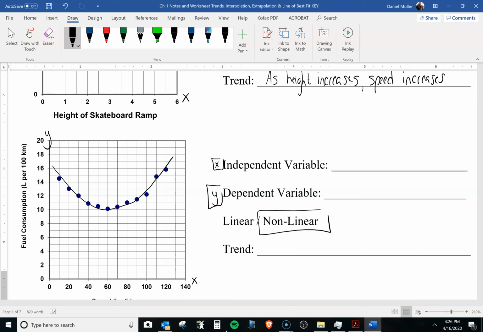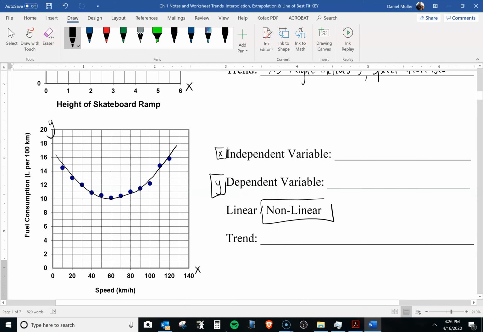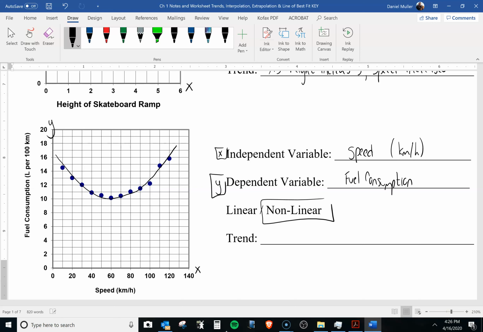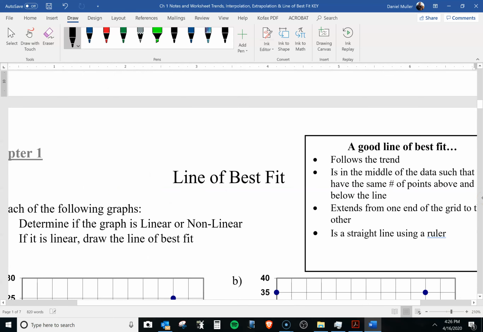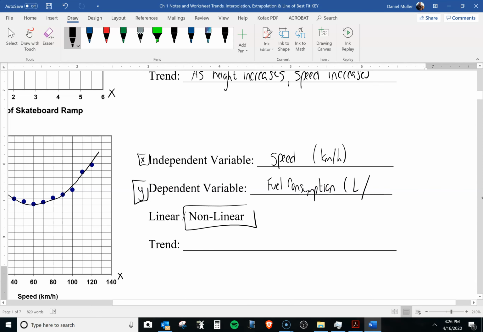So the x-axis, I can't read it. I'm going to scroll down here. Okay, it's the speed. And what is it? Kilometers per hour. And dependent is our fuel consumption in something. I don't know what it is. Liters per 100 kilometers. There we go.